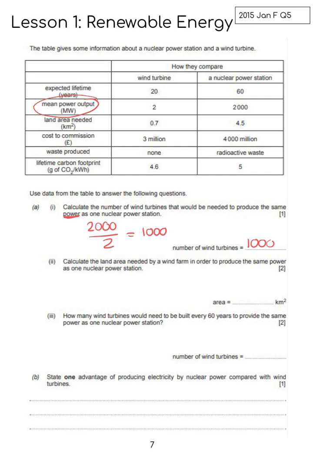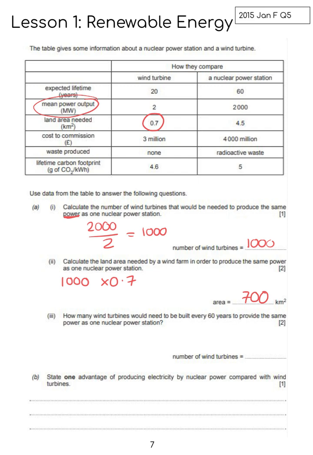The next part, calculate the land area needed to produce the same power as 1 nuclear power station. So we are going to use that answer from above because we've got 1,000 wind turbines, and it's an error carried forward mark here as well. So if you got the first one wrong, you'd still get this one right if you did the correct method. And then we need to have a look at how much space it needs, 0.7 kilometers squared. So we times it by 0.7, so you get 700 kilometers squared.